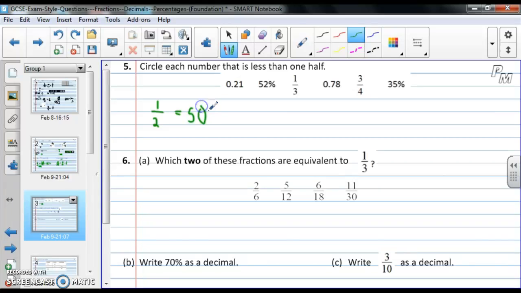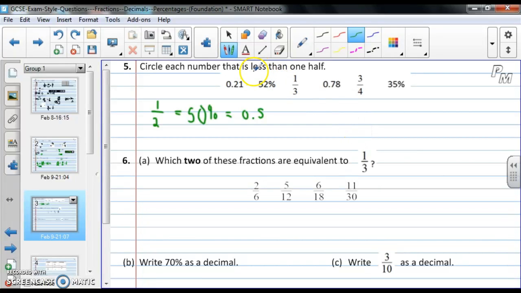And that can actually help us write our decimal as well, because if I think about decimals, remember our decimal place values are tenths, hundredths, and thousandths. So if I think about the hundredths, I know that this fraction is going to be 50 out of 100, or 5 out of 10. So I'm going to write my decimal as 0.5. Those are ones that you're expected to know and just memorize.